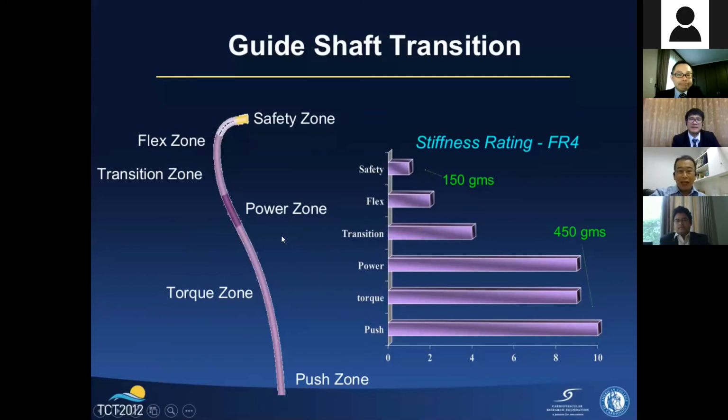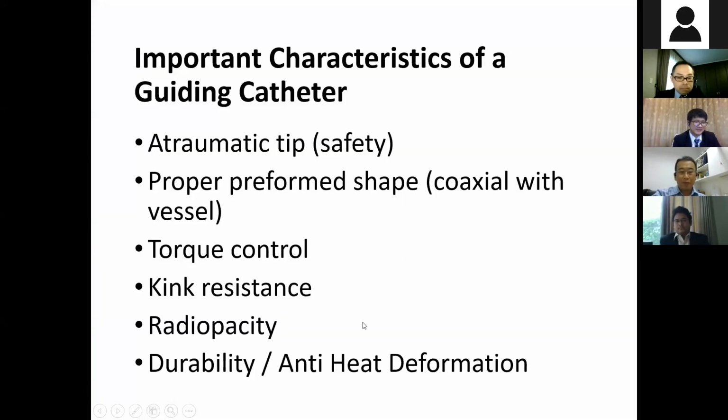Compared to the other catheter parts, the tip of the catheter is always the softest, and we can call this a safety zone. The primary curve and the secondary curve become the flex zone, where the stiffness becomes higher, and the shaft will be the stiffest part.